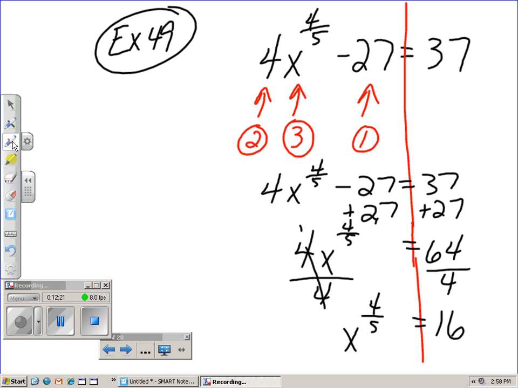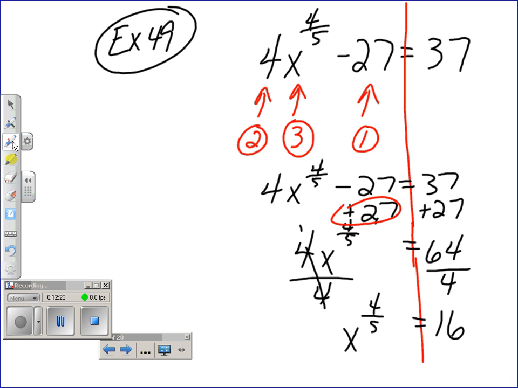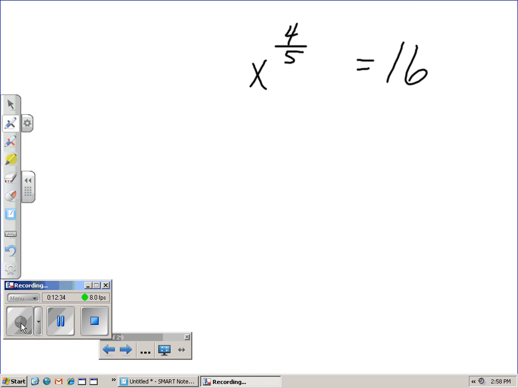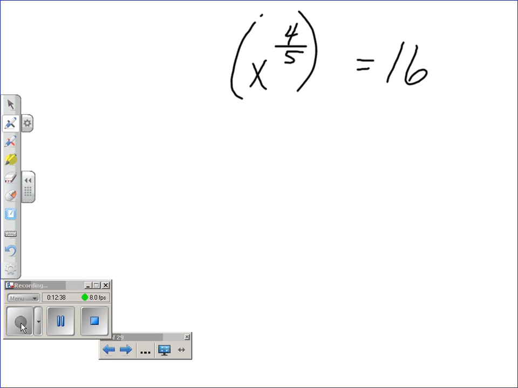Alright, so we added 27 here and here. Got rid of the 27. We divided both sides by 4 to get rid of the 4. And the last thing I need to do is get rid of that exponent, 4 over 5. Alright, you guys know what to do from here. To get rid of that exponent of 4 over 5, I raise it to its reciprocal, 5 over 4. So I'll do that to both sides. I get an x here.